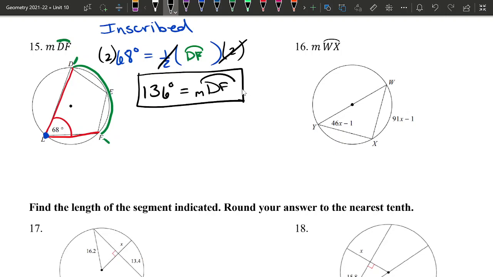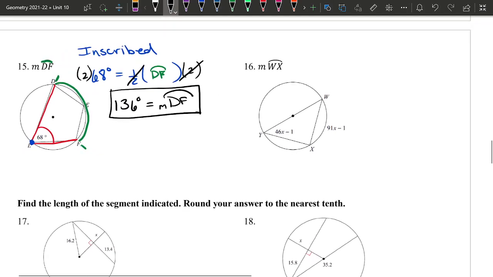All right. Number 16. Let's look at what we have. We have an angle. We have information of an angle. And that angle is sitting with the vertex on the circle. So it's inscribed. And we can see the arc, the included arc of that angle is 91x minus 1.